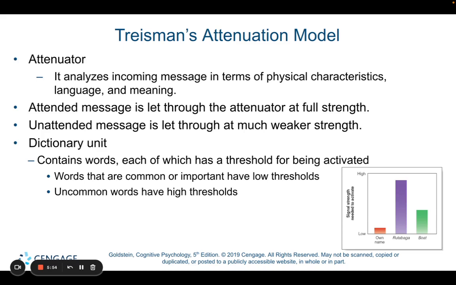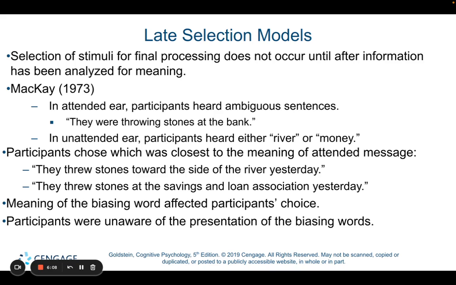So words that are common or familiar, like your own name, would have a low threshold for attenuation. And then uncommon words, such as rutabaga, is going to have a higher threshold for attenuation, because that's something you really have to think a lot more about.